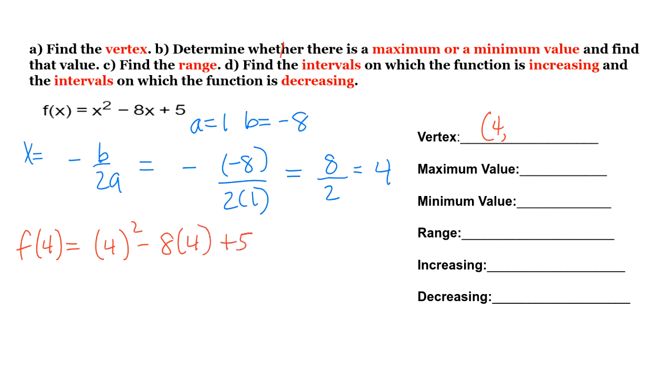Now everywhere I see x, I'm replacing it with 4. So 4 squared is 16. Negative 32 plus 5. 16 and negative 32 is negative 16. So negative 11.